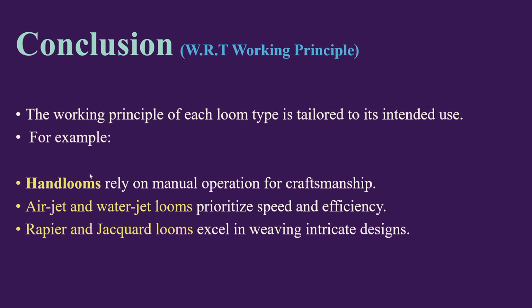So when we compare with respect to working principle, handlooms are manual craftsmen, and for efficiency and speed and high production, air jet and water jet looms are preferred. And for designs, jacquard and rapier looms are preferred. So this was the overview of loom, different types of looms we have discussed, and detailed discussion of handloom was done. In next lecture we will discuss the next looms.